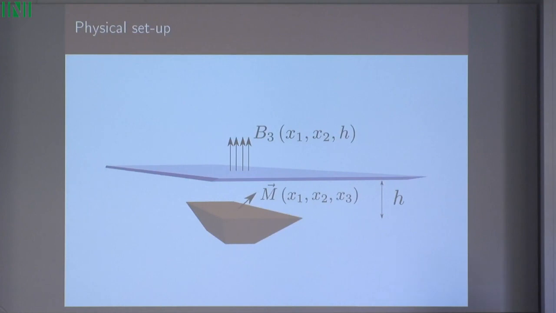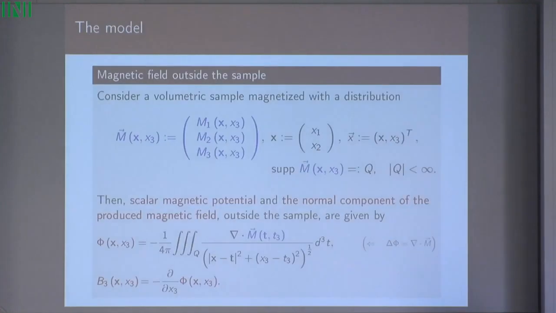The peculiarity of this setup is that only one component of the magnetic field is measured. Schematically, the situation looks like this. This is the sample magnetization distribution, and above it, at some distance h, the measurements are taken in a horizontal plane, and what is measured is the vertical component of the magnetic field, B3.